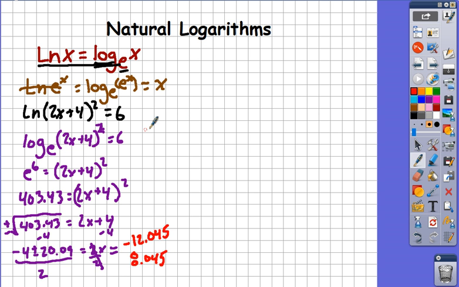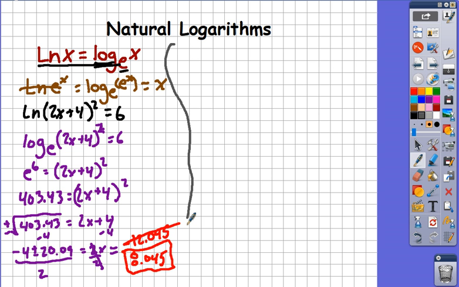We come back here and check where we're at. We can't have a negative answer in here, so if that negative gets us approximately negative 24, plus 4, that's going to be negative 20. E to no power will ever give us a negative number, so that's an extraneous solution. This is our only true solution for that problem.